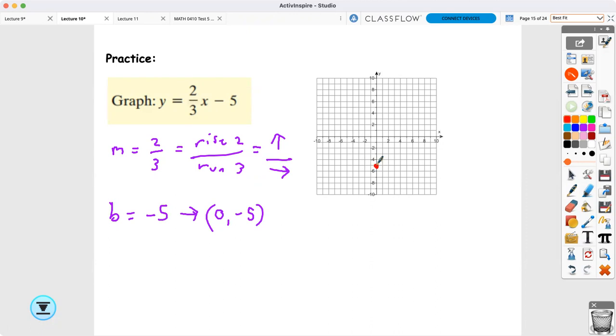Now, on your graph, you can draw the little camel back if you think that's cool. If it throws you off, you don't have to. If you like them, draw them. 1, 2, 3, plot your point. And the cool thing about the slope, guys, is I can keep going. I can go up 2 again, 1, 2, run 3, 1, 2, 3. I can plot as many points as I want that fit on this graph. That way my line is a little bit cleaner.